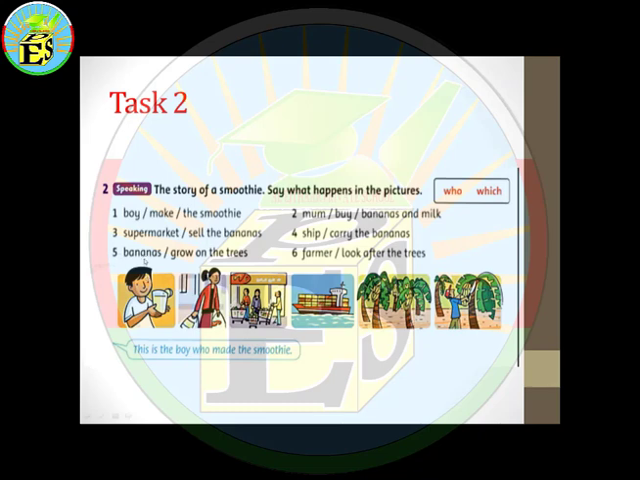Sentence number 5, the words that we have are bananas grow on the trees. So we will say, these are the bananas which grew on the trees. These are the bananas, alright? The last sentence, farmer look after the trees. This is the farmer, and this is the last picture. This is the farmer who looked after the trees.